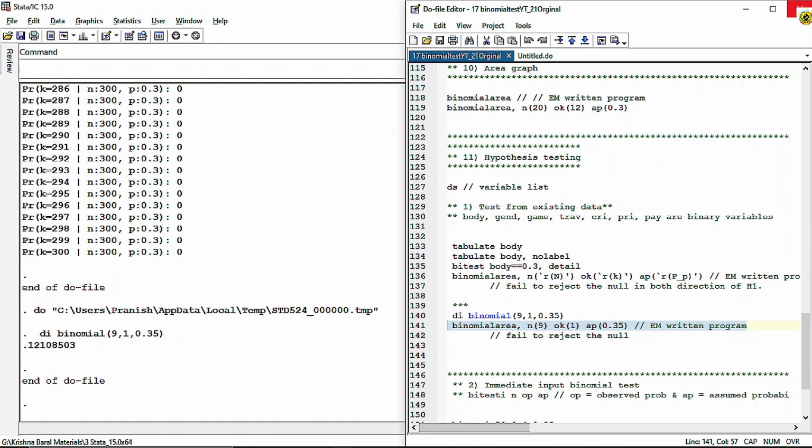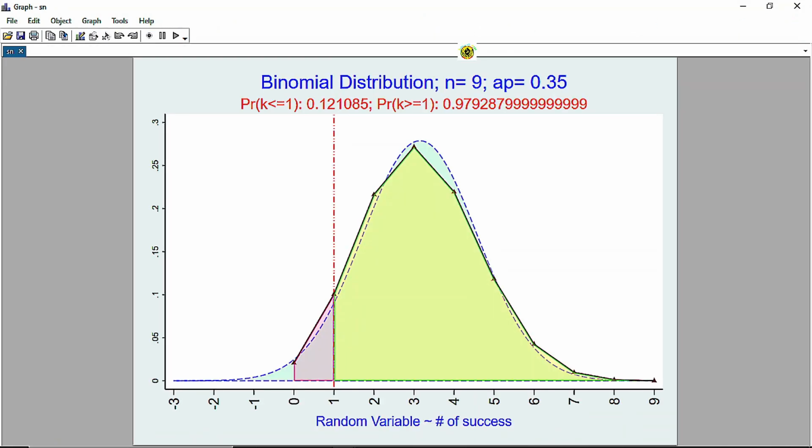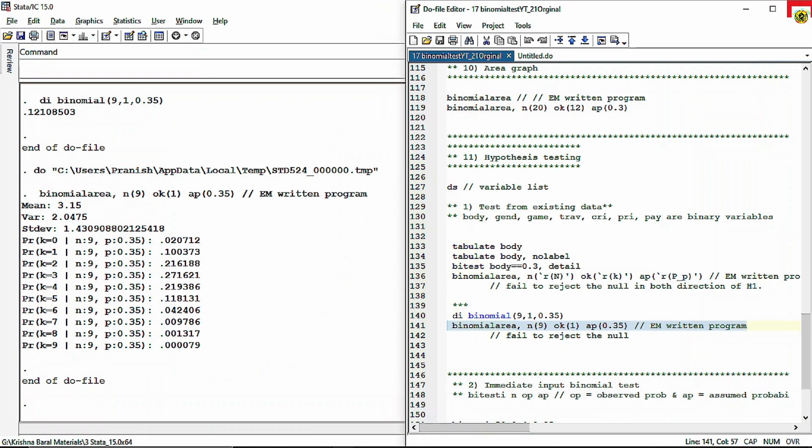hypothesis, and let us first of all depict it in our graph. So k less than or equal to 1, the area is 12%, and k greater than or equal to 1, it's 97%. So both of the areas are greater than 5%. This is 12% and another is 97%. So we fail to reject the null in this case, and we can say that the probability is 35%. This is true. We fail to reject the null.